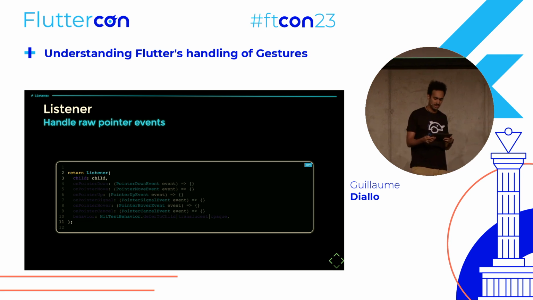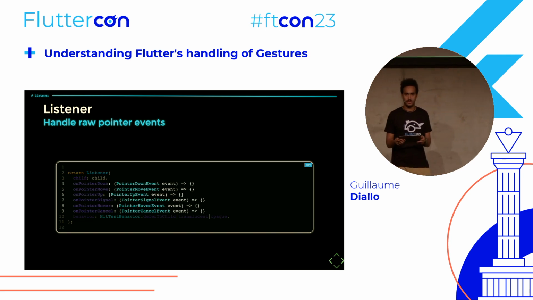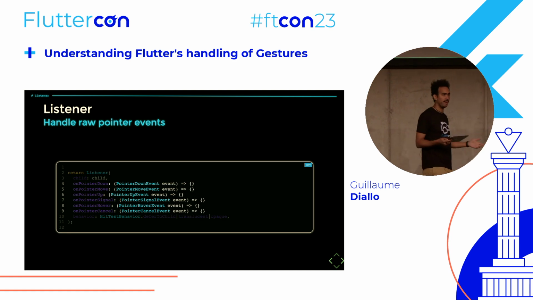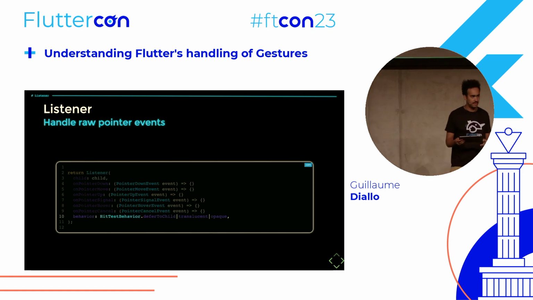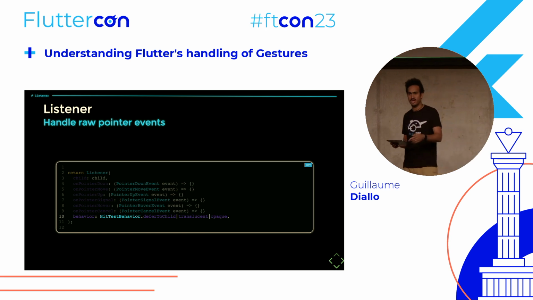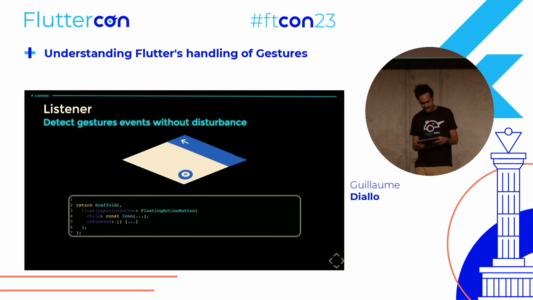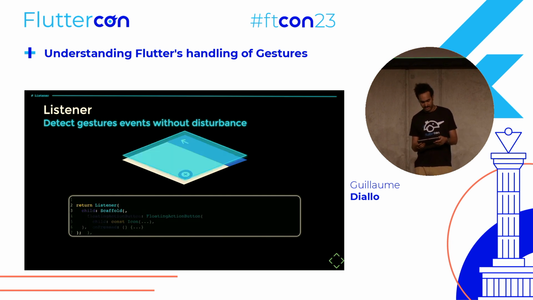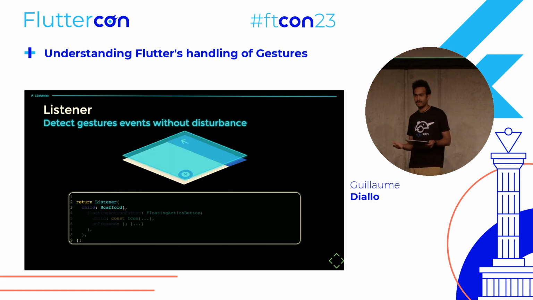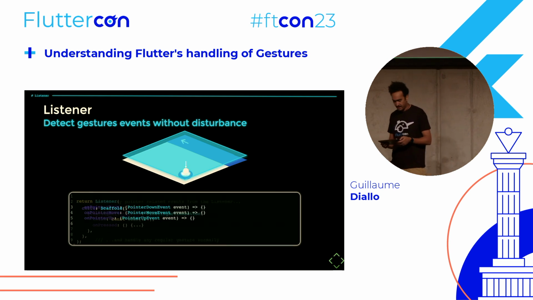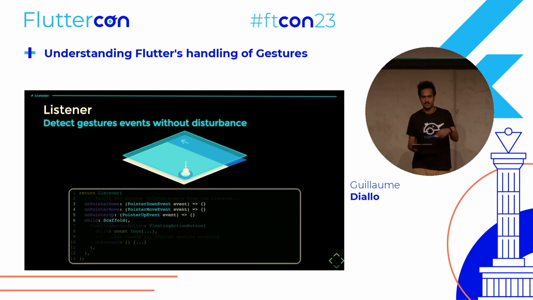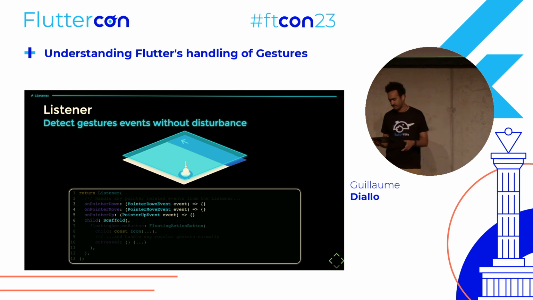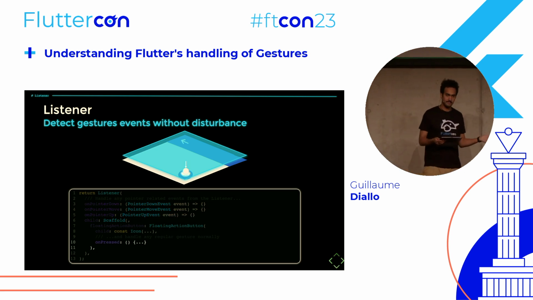The listener widget is a very low-level API. You are directly handling callbacks, handling pointer events, and you can use the behavior to change the hit test behavior, as you understood from the previous slide. There you go. We have a scaffold. Let's wrap it not in the gesture detector, but rather in a listener. We pass our pointer callbacks, and we can handle all our pointer events from this low-level API, and that's good.